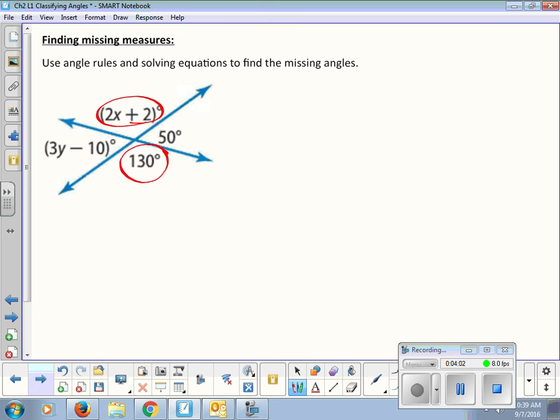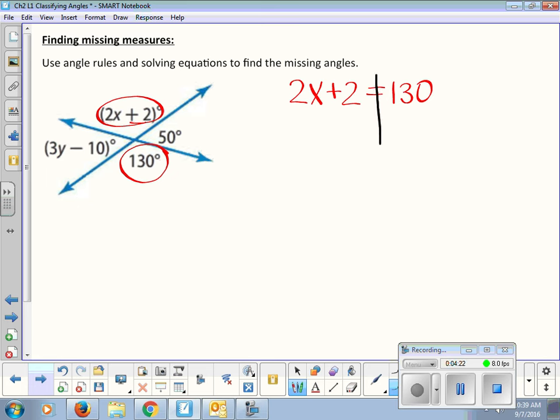130. So what do we know about these two angles? They're congruent, which means they're equal. So we can set them equal to each other. 2x plus 2 equals 130. Now we have a two-step equation, which is what we learned in our last unit.